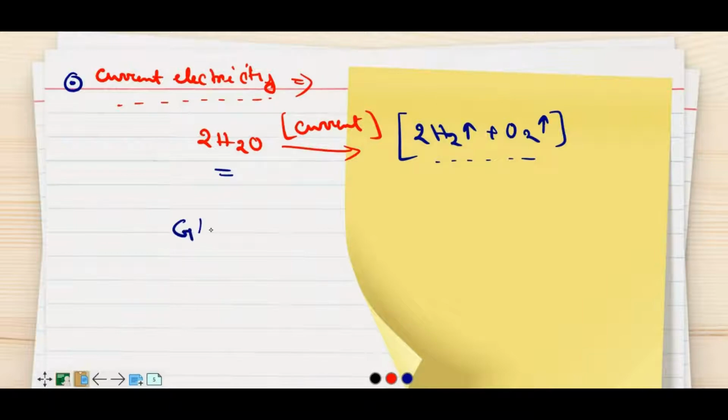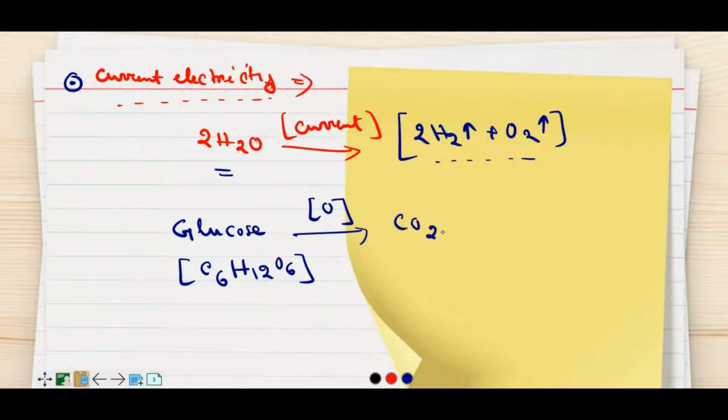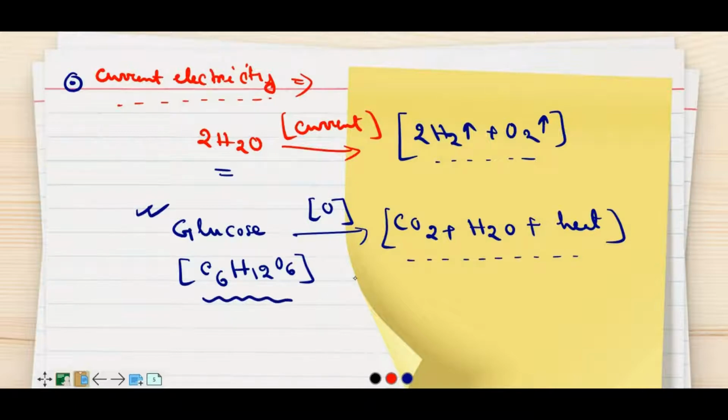We know that glucose, the smallest part of carbohydrate, that is C6H12O6, is oxidized and forms carbon dioxide, water and heat. So this involves the respiration process, and this is nothing but a decomposition reaction, because one certain substance is split into more than one simpler substance. In such a way we can easily classify the decomposition.